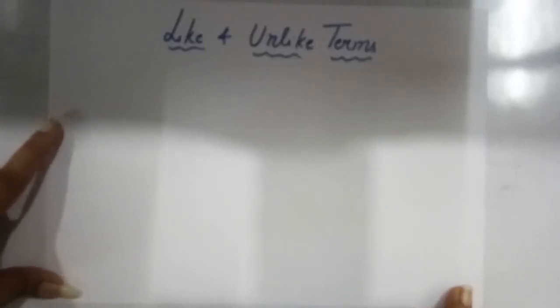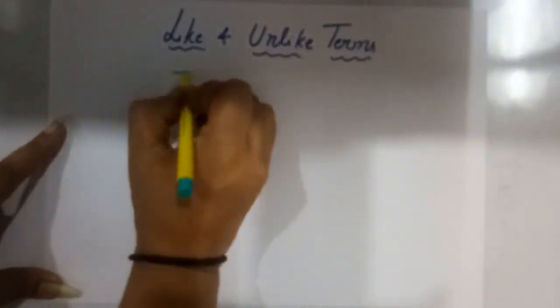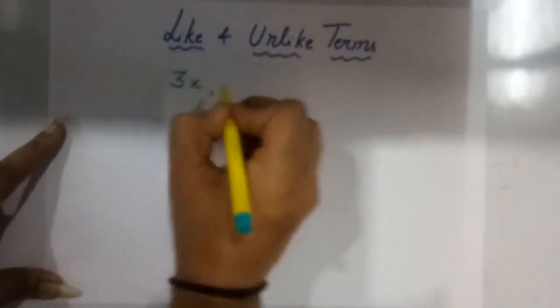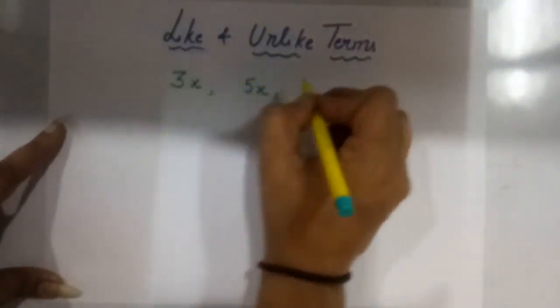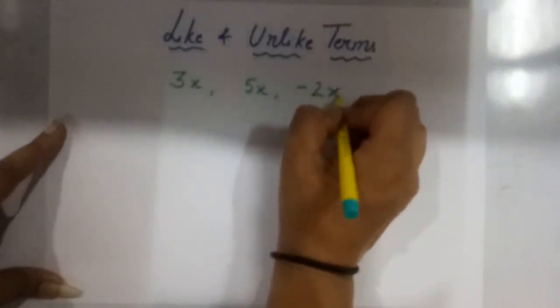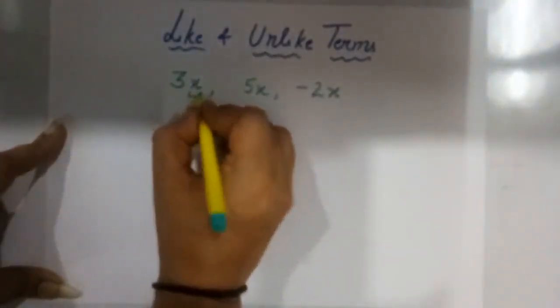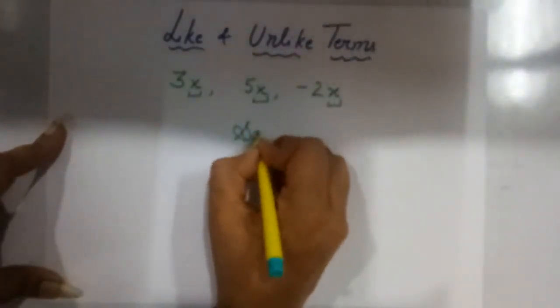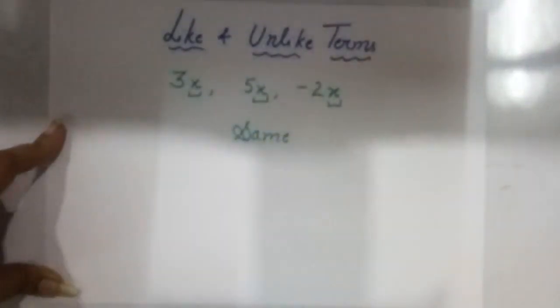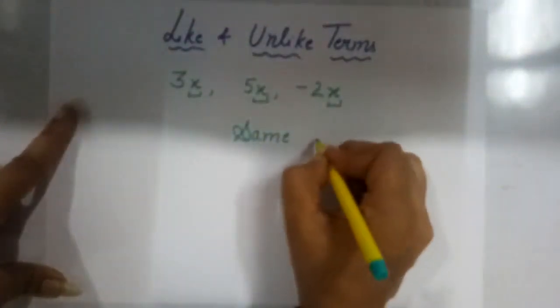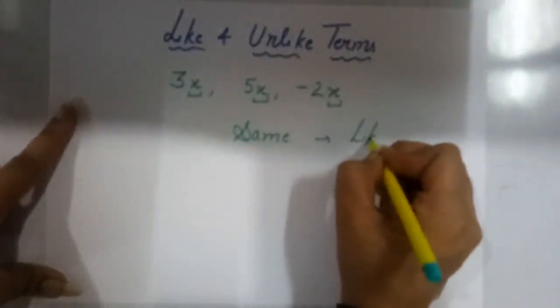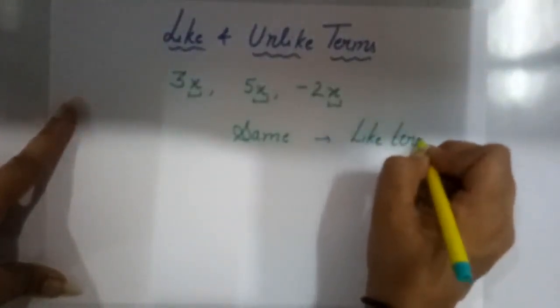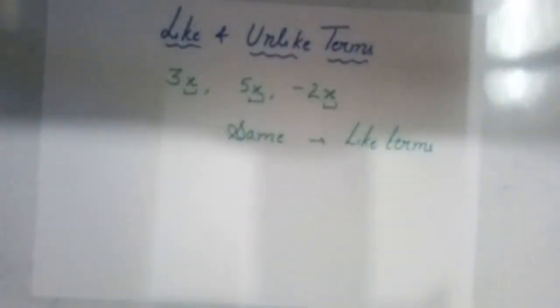Like and unlike terms. See the variables: 3x, 5x, minus 2x. So here look at the variable, x and x, all are the same. So terms having the same variables are called like terms. That means whatever terms we have, if they have the same variable, that is called like terms.